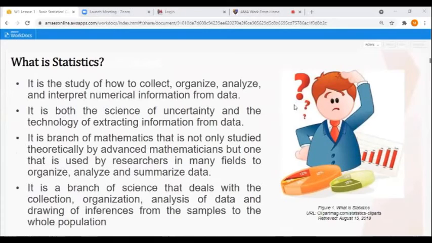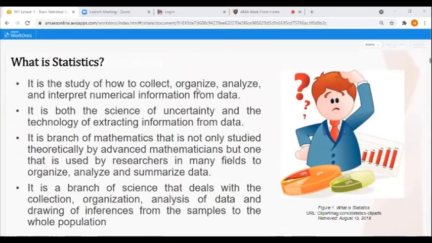So one example I can give you that applies statistics is the daily update of the Okta research team about the current situation of COVID-19 in the Philippines. The Okta research team collects information from different hospitals, testing centers, and quarantine facilities. Once they collect these data from different sources, they organize this data. After they have organized this data, they would analyze it. In analyzing this data, they make use of statistical concepts and or mathematical concepts to simplify this complex data.